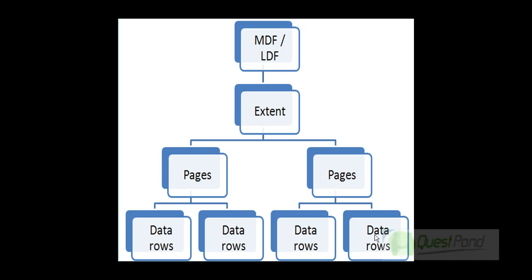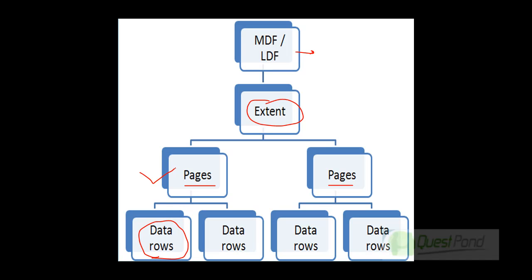Now at the top level are your MDF and LDF files, your actual physical files. These files are further divided into something called extents. Extents are nothing but a logical grouping of pages. The extent is further divided into pages, and inside the pages is your actual data row. So you can think about pages as a fundamental unit of storage.